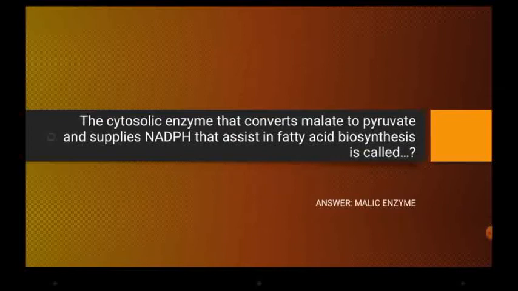The next question. The cytosolic enzyme that converts malate to pyruvate and supplies NADPH that assists in fatty acid biosynthesis is called? Well, the malic enzyme. That's the answer. Malic enzyme, or nicotinamide adenine dinucleotide phosphate malate dehydrogenase. That enzyme converts malate to pyruvate. That's the answer. Malic enzyme.